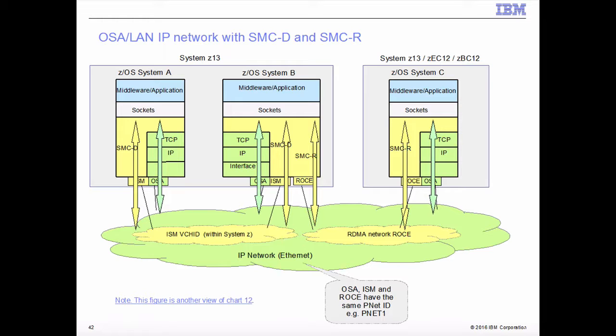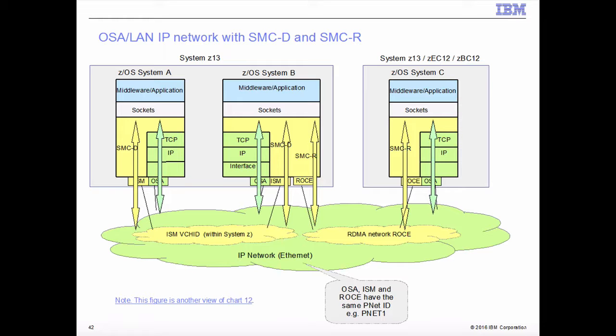In this example, Rocky, ISM, and OSA all have the same network ID. Certainly on the Z13 on the left, they all have the same name, all three types of adapters, PNet1, whereas on the right, that system just has PNet1 for Rocky and OSA. But I'm not using HiperSockets in this chart. If I were to use HiperSockets, it would be a different PNet ID, PNet2, for example, and it would be a different ISM CHID. But here you can see how you can just combine ISM with Ethernet. So hopefully that all makes sense, and you can use both protocols together.